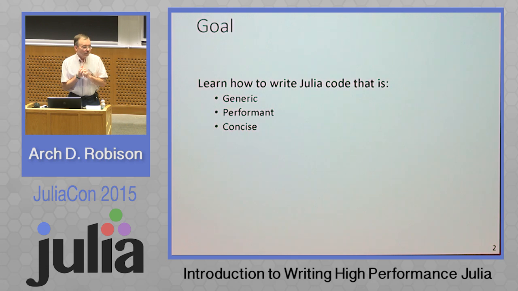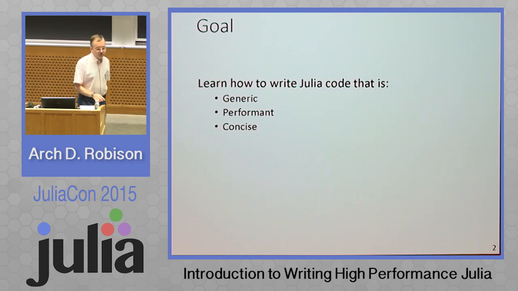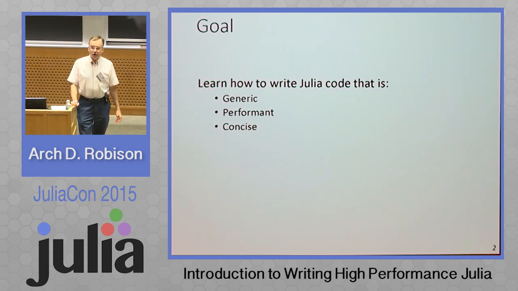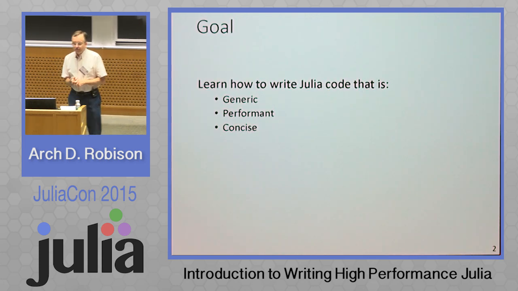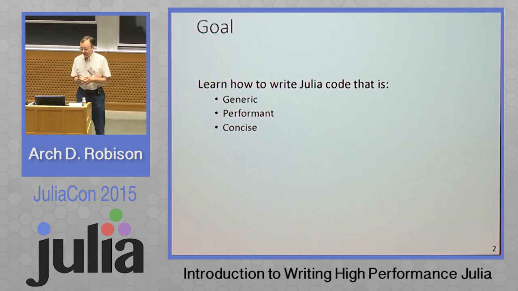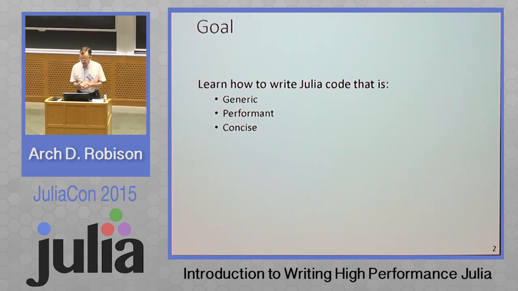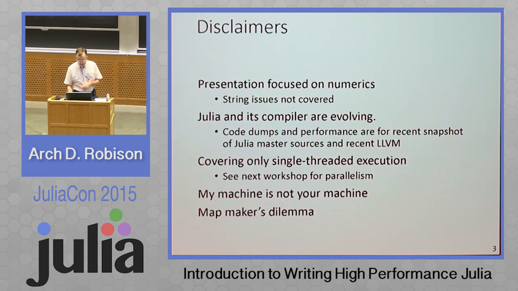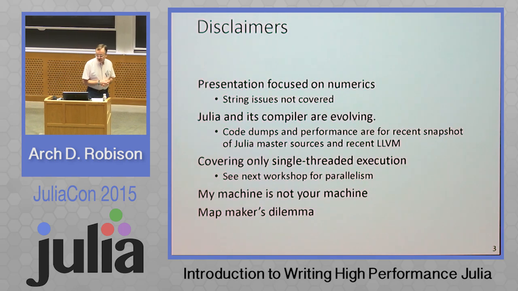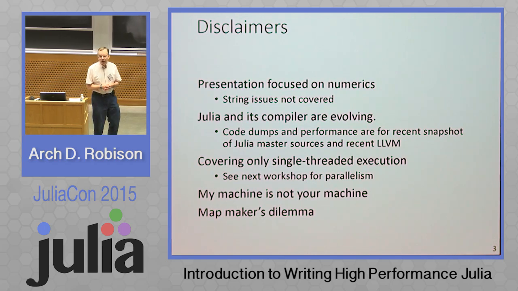So the point of this talk is not how to squeeze the last 1% out of the code by bloating it by a factor of 10, but how to leave the code in a reasonably readable form, but get good performance out of it. The presentation is focused on numerics. I'm not an expert on dealing with strings in Julia. I do largely numeric programming. Floating point is my friend.